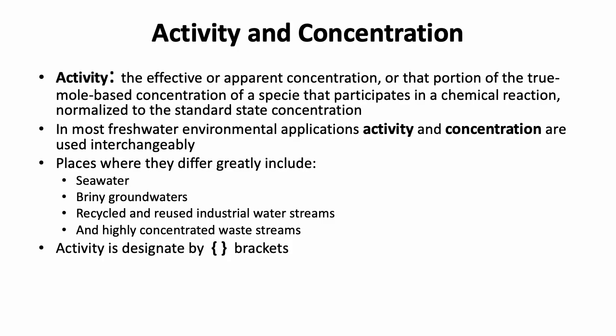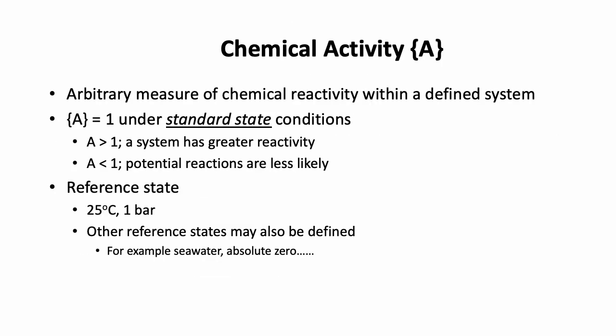The activity is designated in chemistry by these curlicue brackets, whereas concentration in moles per liter is designated by the square brackets. So both activity and concentration will have units of moles per liter, or we can use normality, but we'll change the way we note those with the curlicue brackets or the square brackets.